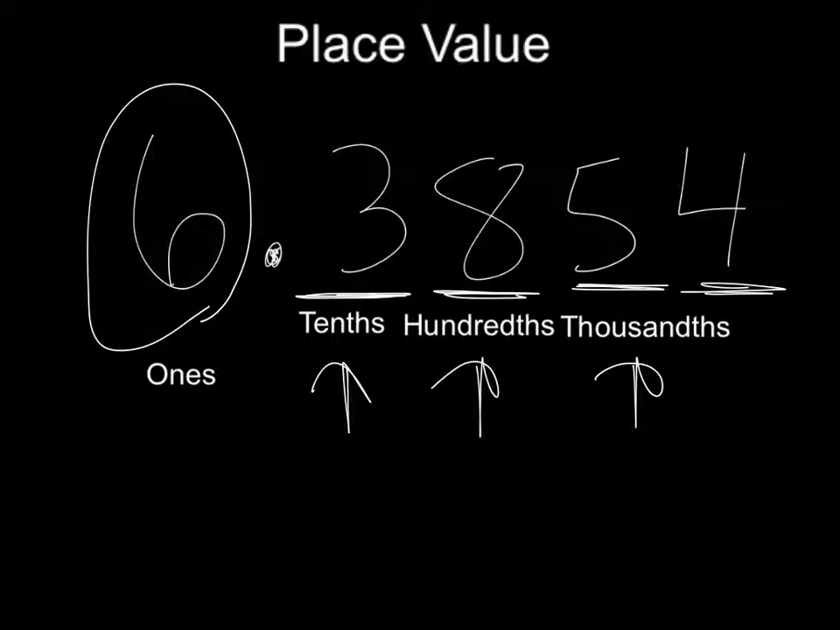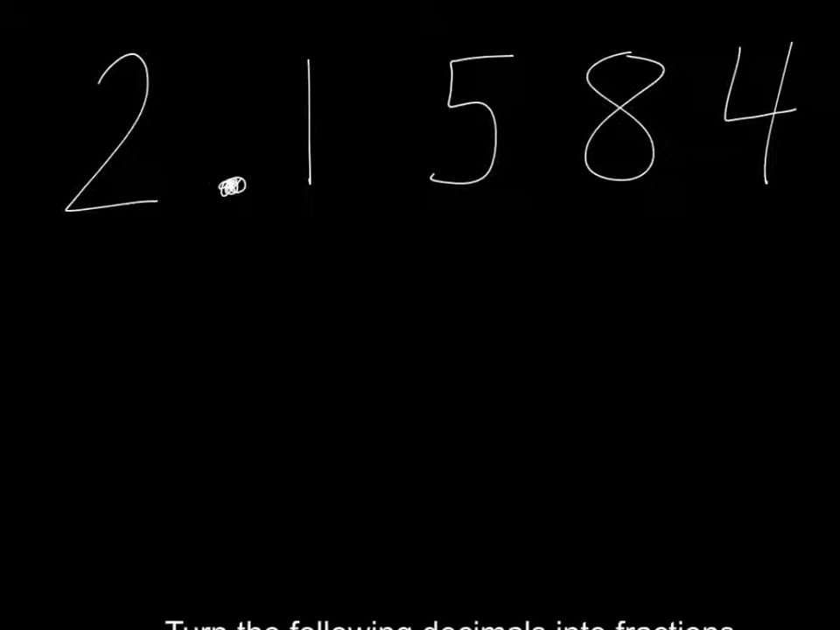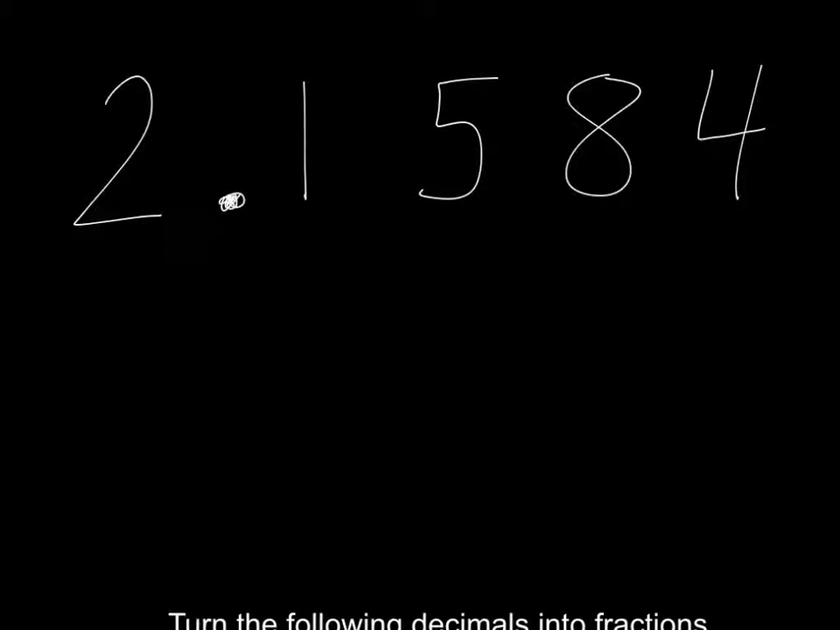We got some practice with that, so now we're going to go down and see if we can analyze our own number. So this number is 2.1584, or said mathematically, 2 and 1,584 10,000ths. I want you to think, what place value is the 5 in? What place value is that 5 in?